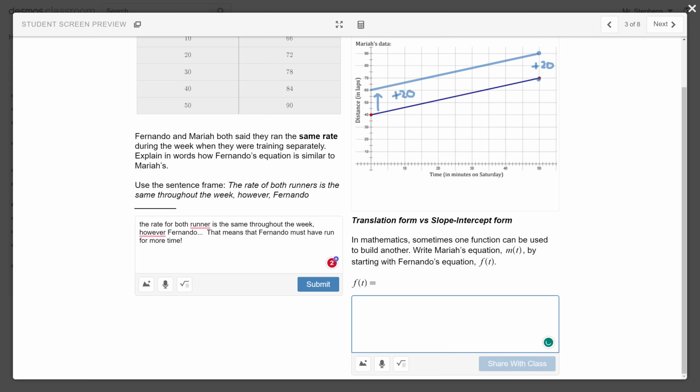So by starting with Fernando's equation, M of t equals Fernando's equation. Maria's equation by starting with Fernando's equation. Well, I guess that's actually a minus 20.